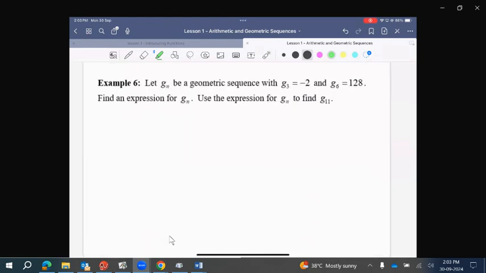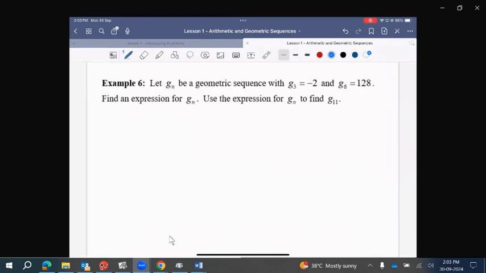Let's try a similar problem. So if we do what I did last time, we look at it in general terms. If the first term in the sequence is G1, G2, G3, G4, G5, G6, and so on. To move between G1 and G2, I times by r. To move between G2 and G3, I times by r. So I times by r every time. You move up and down the sequence by multiplying by r.